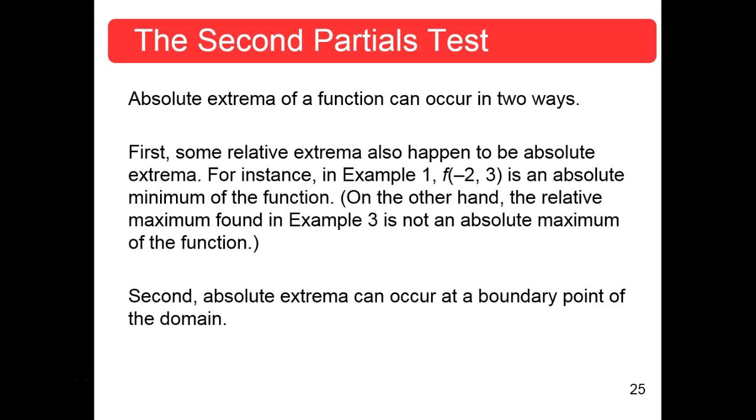Absolute extrema of a function can occur in two ways. First, some relative extrema can also happen to be absolute extrema. In this instance, in example 1, the f of negative 2, 3 is the absolute minimum of the function.